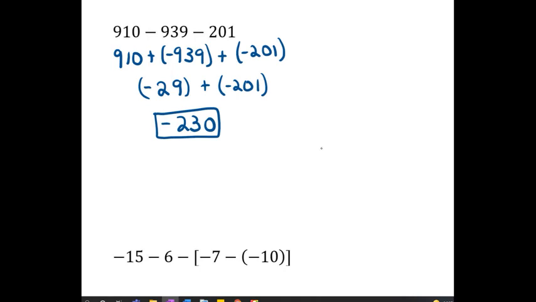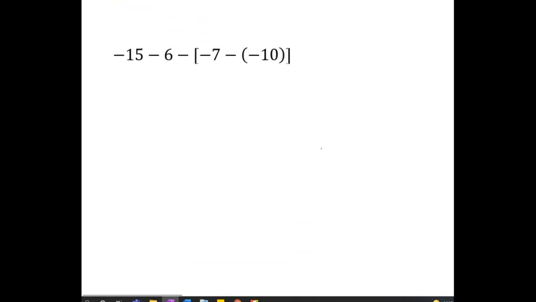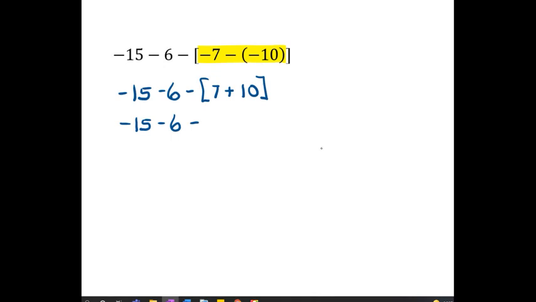Okay, so we have one more final example. And in this one, we are, of course, going to follow order of operations. We're going to simplify in that bracket first. So in the highlighted yellow, I have a negative 7 minus a negative 10. Minus negative 10 becomes plus a positive 10. So now in the brackets, which I'm going to change to parentheses since I no longer need the bracket, I'm going to have a 17.